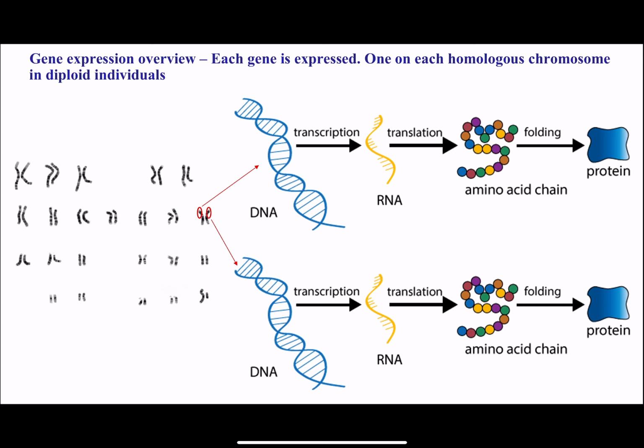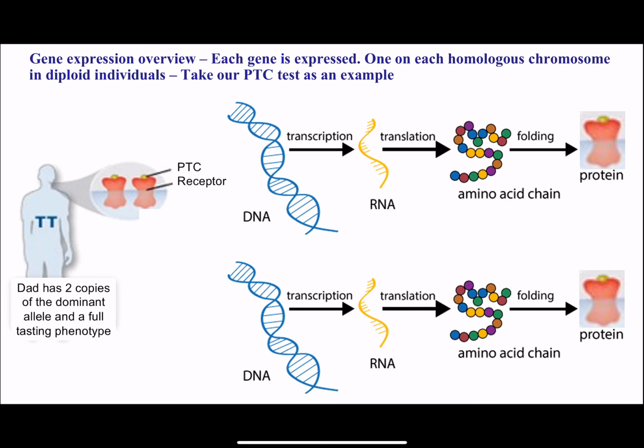So with our dog hair example, if dog hair was coded for on this chromosome, the same gene exists on both chromosomes. And if this happens to be, let's say, a homozygous dominant dog, then on this chromosome there's A's, C's, T's, and G's that code for a black protein, and on this chromosome, there's A's, C's, T's, and G's that code for a black protein, and that ends up resulting in the pigment of the dog being black in color.